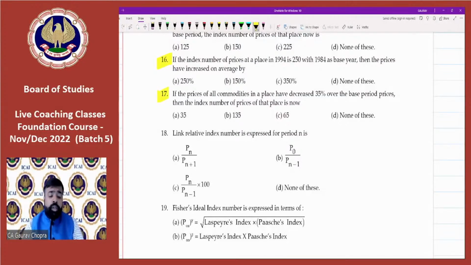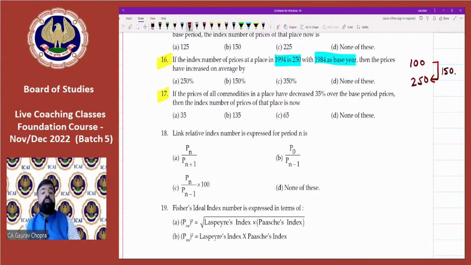If the index number of price at a place in 1994 is 250, and 1984 is the base year, then on an average the prices have increased by how much? In the base year it was 100 and then it increased to 250. So how much is the increase? There is an increase of 150%.